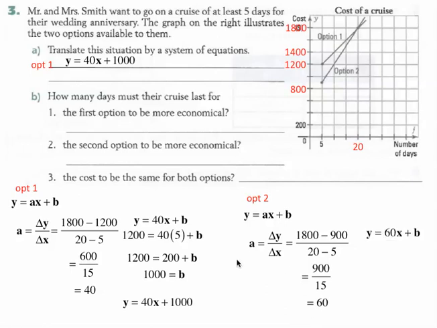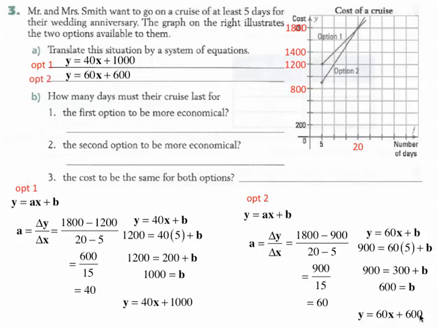So we know that y is equal to 60x plus b, because the a is 60, right? And now we're going to plug in an x value and a y value. I'm going to take the smaller one here again. So I'm going to take 5 and 900. So the x is going to be 5 and the y is going to be 900. And then I'm going to solve for the b. So 60 times 5 is 300. And then I'm going to subtract the 300 from both sides. So 600 is equal to b. So we get our equation y equals 60x plus 600. Okay, and that's option number 2.